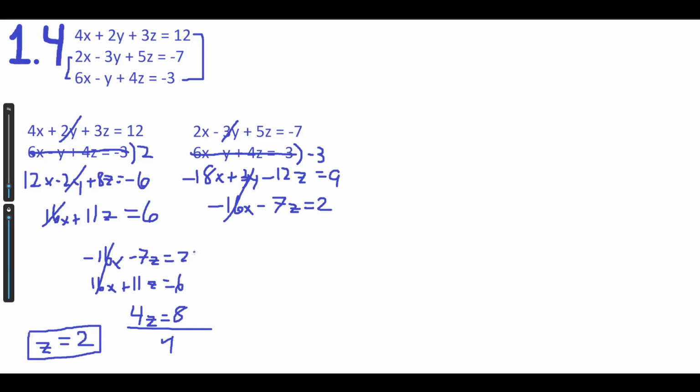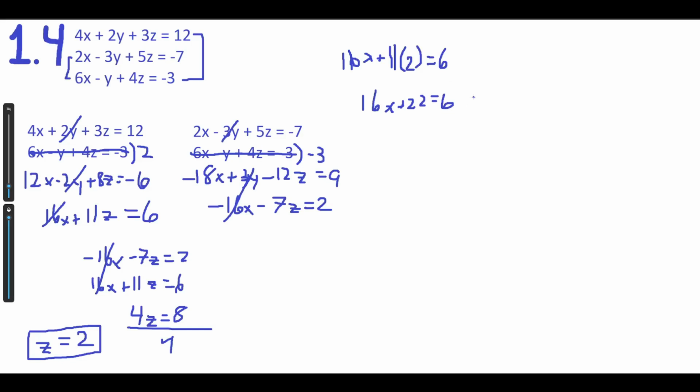Now, to solve for x, we can just plug it back into one of our equations. So I'm going to go back over here. I'm going to rewrite it up here. 16x plus 11z, which we know is 2, equals 6. So we get 16x plus 22 equals 6.